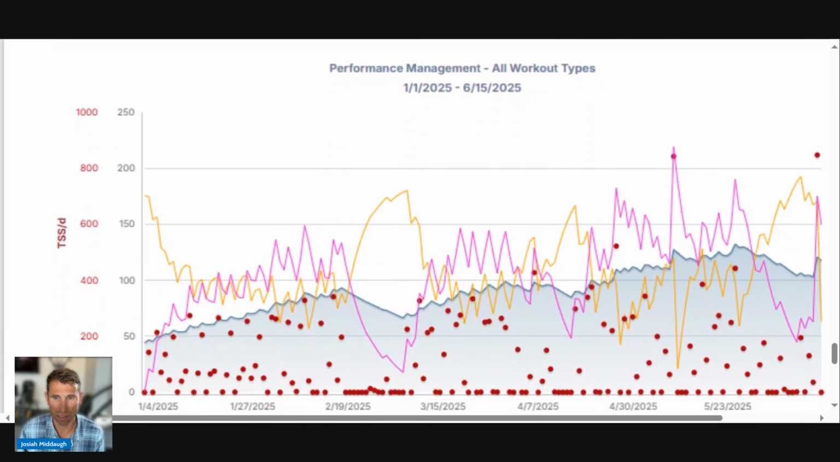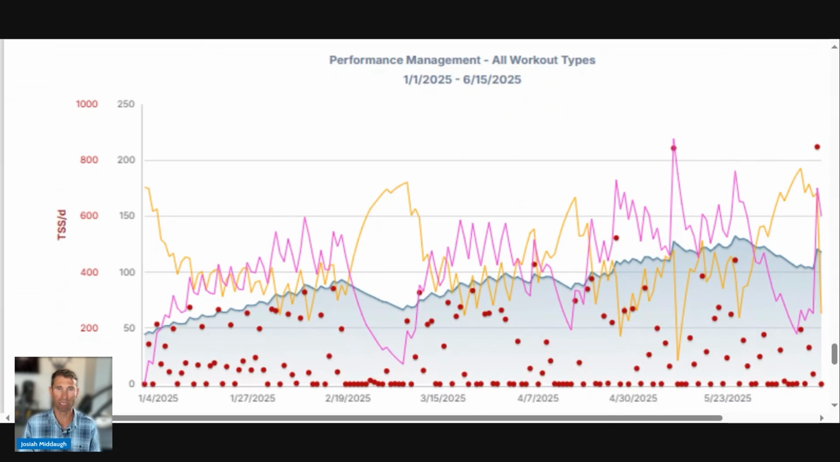So here's a big overview. This is the performance management chart. For everybody that has the premium edition of TrainingPeaks, you should be able to go into this. If you have a good amount of time, at least 6 weeks of training, then you could get that chronic training load, that CTL, and that's also called your fitness. That's this blue shaded area. That's the 6-week running average.